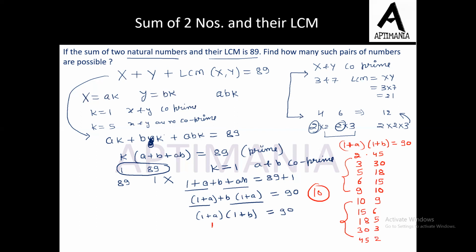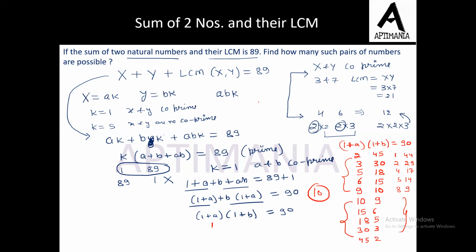If we talk about this first case, the value of 1 plus A is 2, so A is 1, 1 plus B is 45, so B is 44. Yes, they are co-prime. 3 and 30: 3 is 1 plus A, so A is 2 and 1 plus B is 30, so B is 29. Again co-prime. Now 1 plus A is 5, so A is 4, and B is 17. Co-prime again. 5 and 14, co-prime again. 8 and 9, co-prime again. Right? And this sequence will follow here.